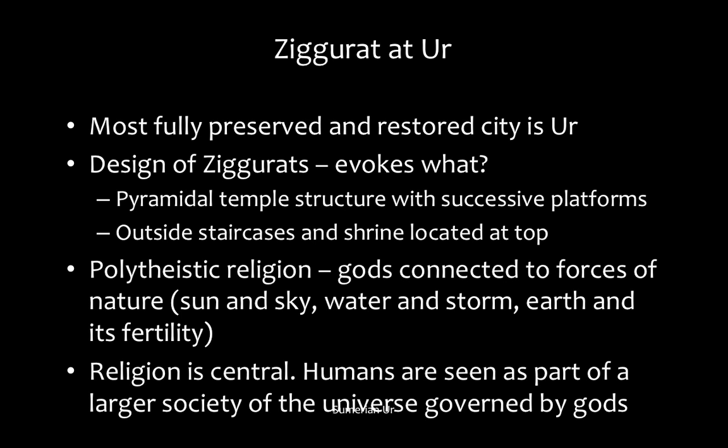Religion very much in this early civilization is central. Human beings are seen as sort of this larger society of the universe governed by the gods. And so very much, as I've already mentioned, there's no separation of church and state. The gods sort of order all of life and what is happening.